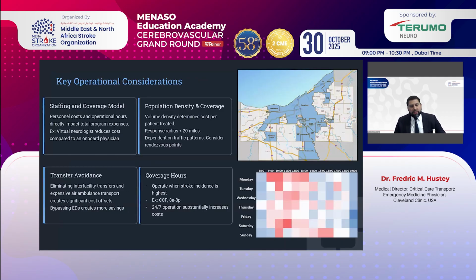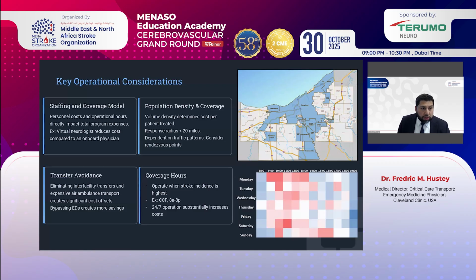So there are a few key operational considerations that I'll talk about, some of which have already been mentioned. It's really important to consider your staffing and coverage models. Your personnel and your operational hours have a significant impact on the cost effectiveness of your program, right? If we look at population density and coverage in general, a lot of programs will be covering less than 20 miles. Imagine you are all the way on the east side of your coverage map and there's a call on the west side. Sometimes you can't get there in time, right? Depending on how much traffic there is, depending on your specific geography, even with the rendezvous point, it might be difficult to care for patients. So it's important to carefully consider the population density and the coverage area.